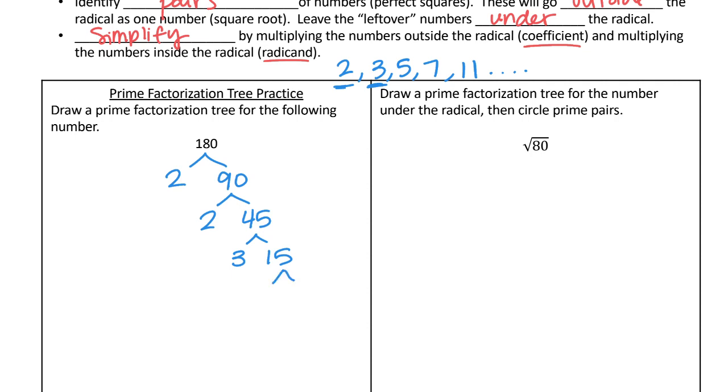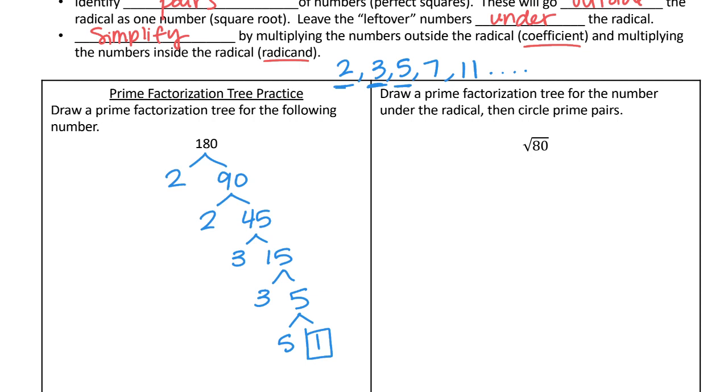15 can also be divided by 3. 15 divided by 3 is 5. And 5 can't be divided by 3, so I go to the next prime number, which is 5. So obviously 5 can be divided by 5, and that's 5 times 1. So you're going to keep doing this until you get a 1 on the right. And that is your prime factor tree.